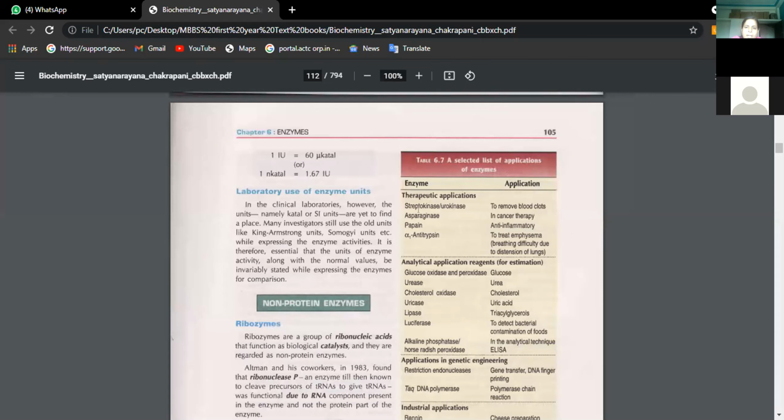Question number 20. There are certain enzymes which we can use to treat certain diseases. For example, the enzyme streptokinase can be used to remove blood clots. Asparaginase we can use in cancer therapy. The papain enzyme we can use to stop inflammation. Like that, many enzymes are there. You can use the enzymes. Yes, please share it.